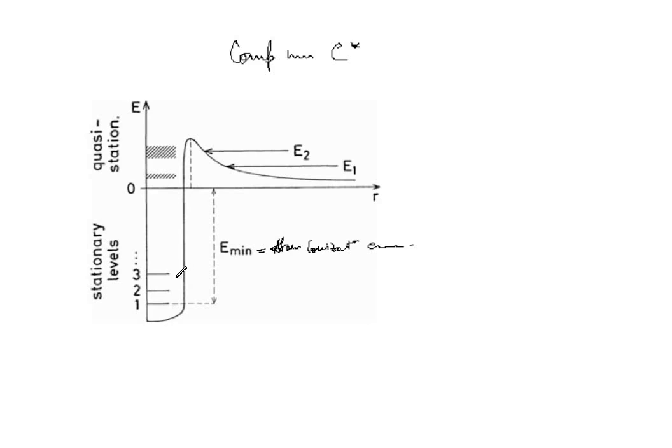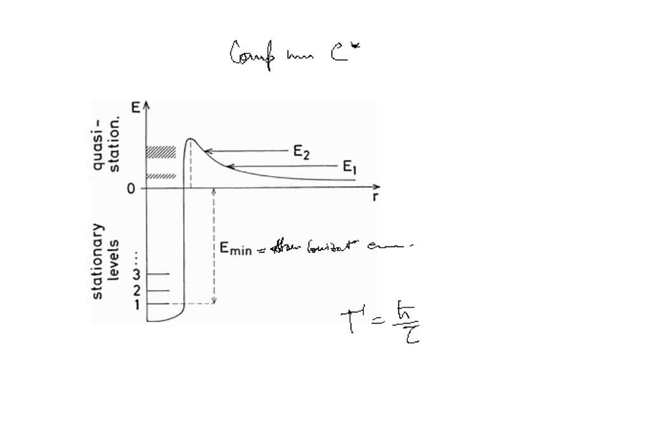Now, they are obviously below this E min, and they can decay only by electromagnetic transitions with the emission of gamma rays, which are relatively improbable, and hence their lifetime is large. So these are basically stationary levels of small energy width gamma, and we can write this gamma as h cross by tau, which you can also get from the Heisenberg uncertainty principle. So these levels basically correspond to the discrete bound atomic states.